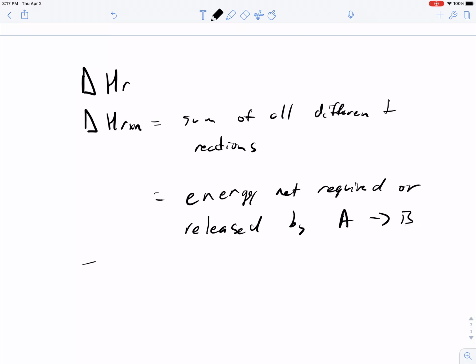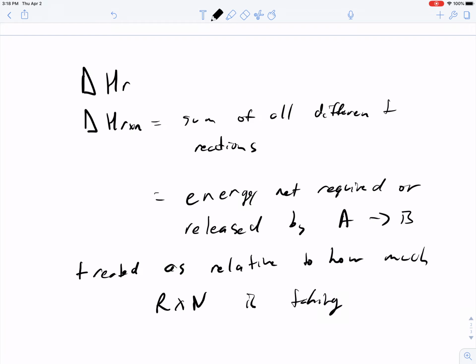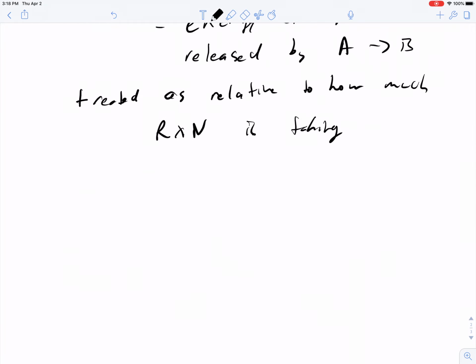And this can be treated as relative to how much reaction is taking place. So in the reactor system, you multiply this by the conversion, by the first order conversion of the Ca, which goes to Cb, of delta H Rxn. In this problem, we just specify what this is.